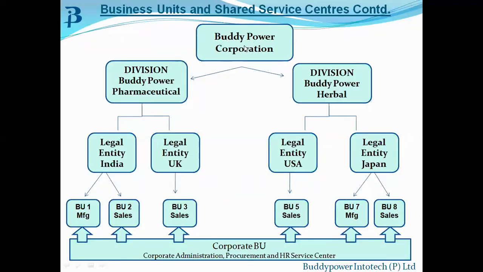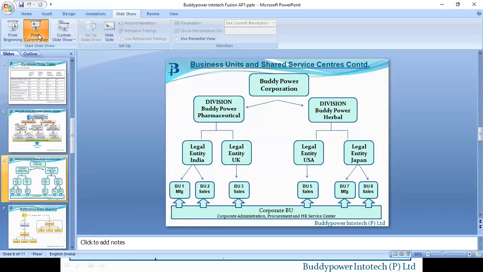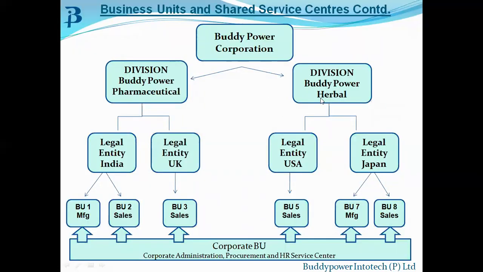See, there is BuddyPower Corporation, which has two divisions: one division is a pharmaceutical company and the other division is herbal. Under the pharmaceutical division, you have two legal entities, India and the UK. Under the herbal division, you again have two legal entities, one in USA and the other in Japan.